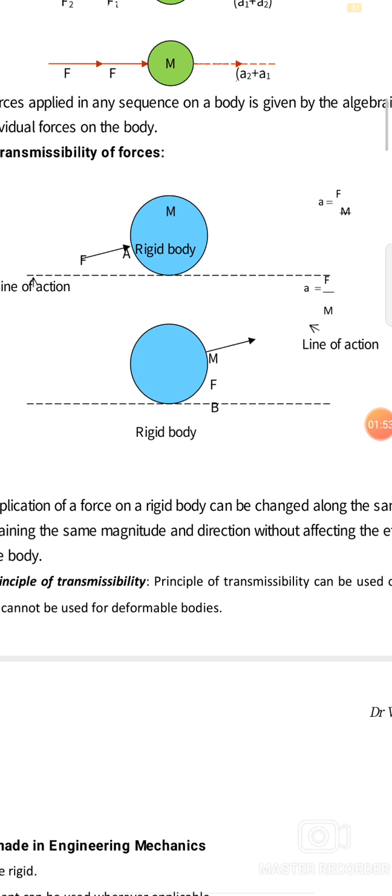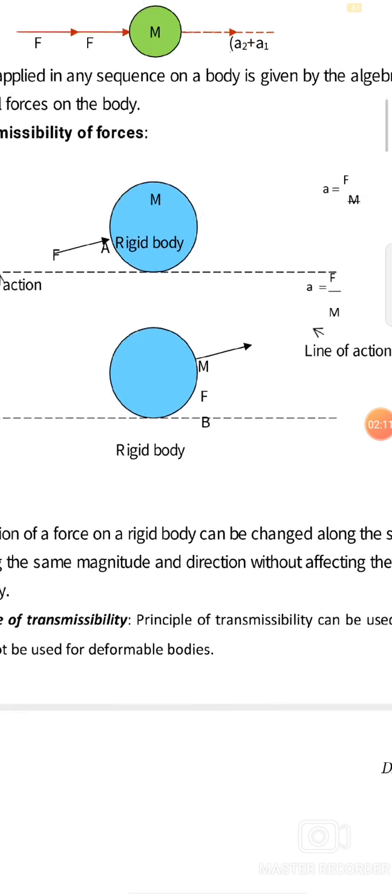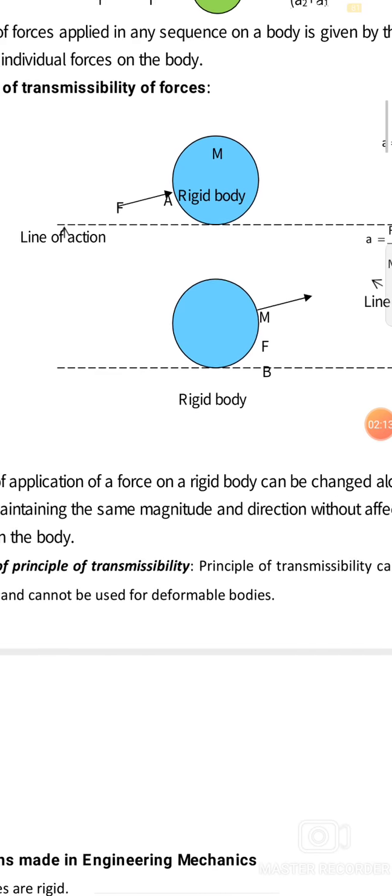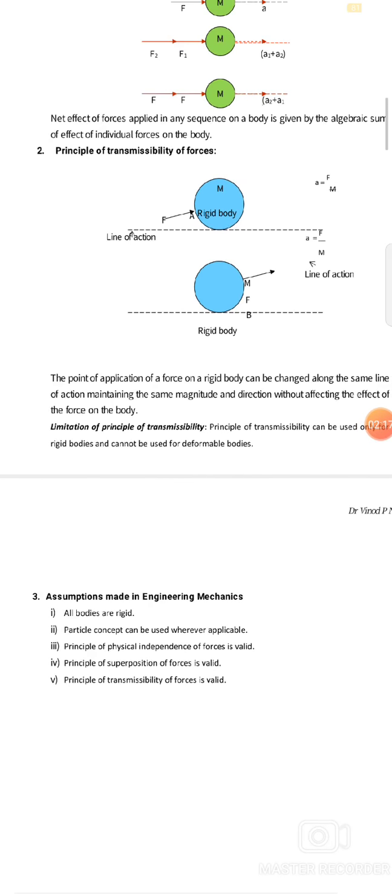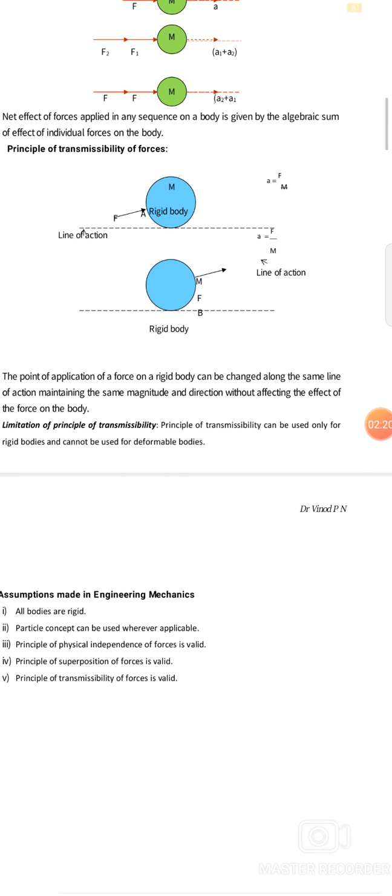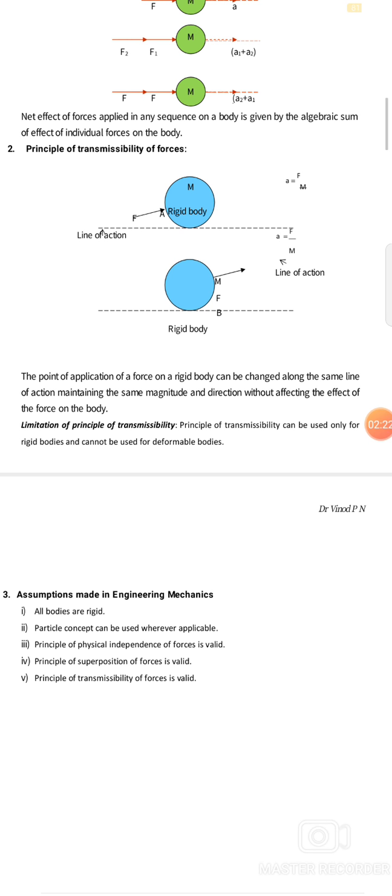And we know generally if you want to find the force, it is mass into acceleration. So now if you want to find the acceleration, it is force by mass. The same way, the force which is acting on that particular mass is transferred, and we can see that here at point B. The point of application of a force on a rigid body can be changed along the same line of action, maintaining the same magnitude and direction without affecting the effect of the force on the body.